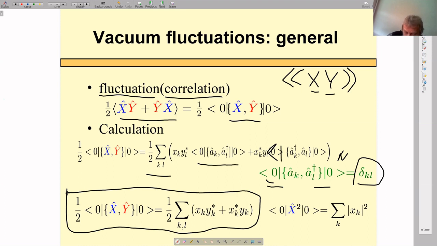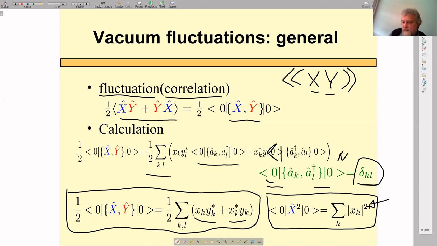Right, that's how we come to this formula for the fluctuation. Or one can reduce it to something simpler for the same operator. So the total fluctuation is a sum of particular fluctuations for each oscillator. Simple to remember.